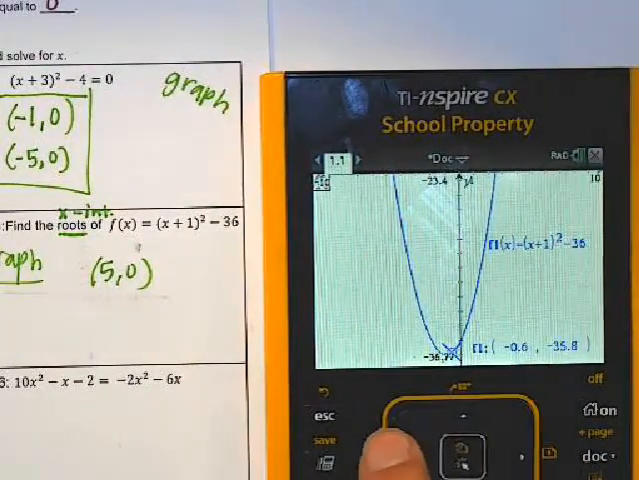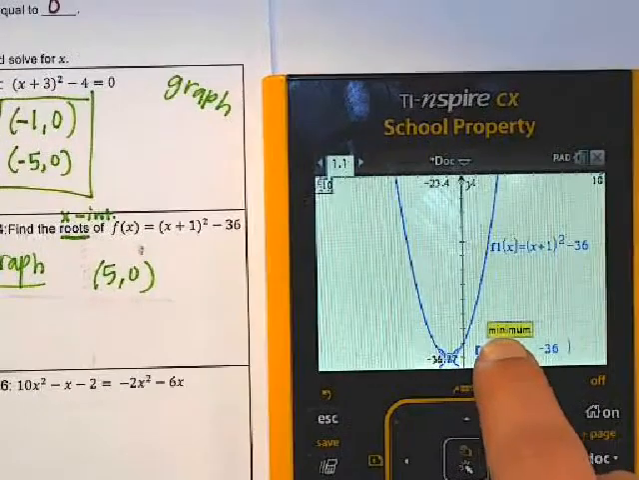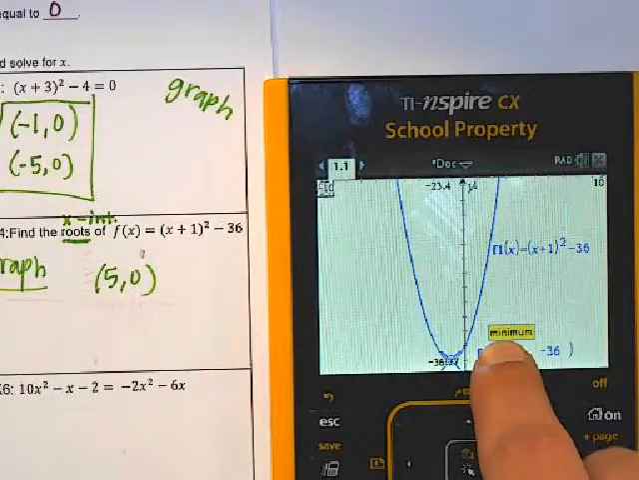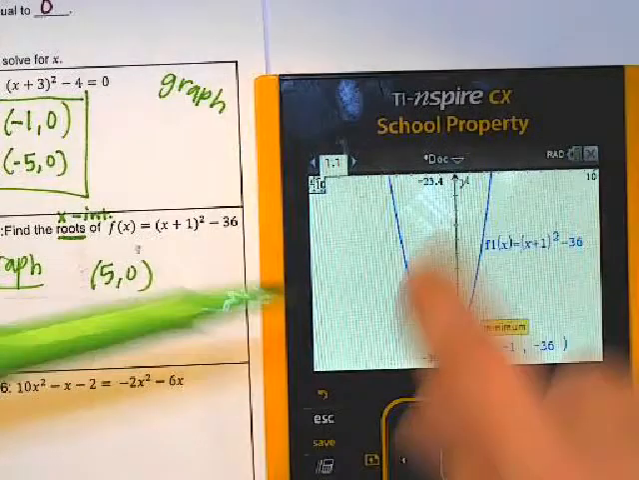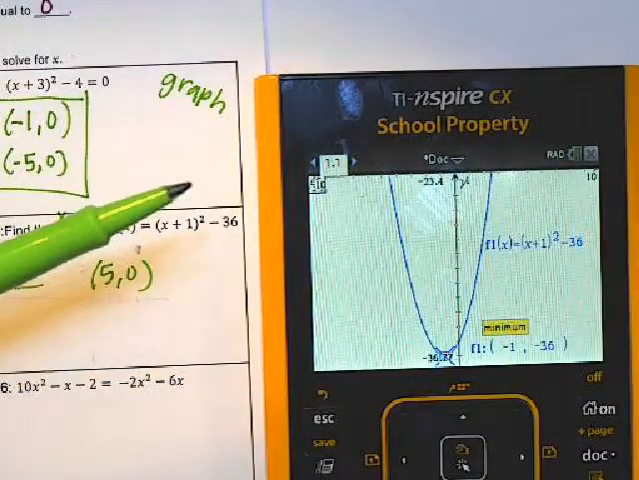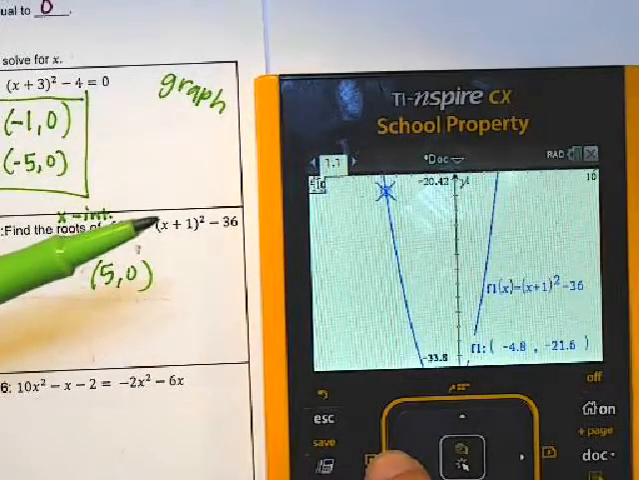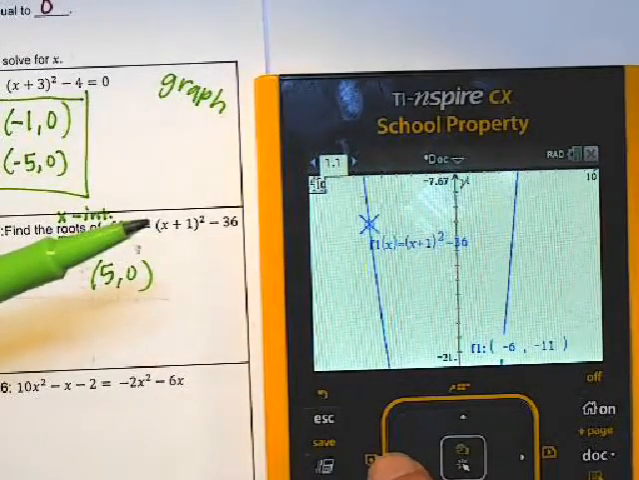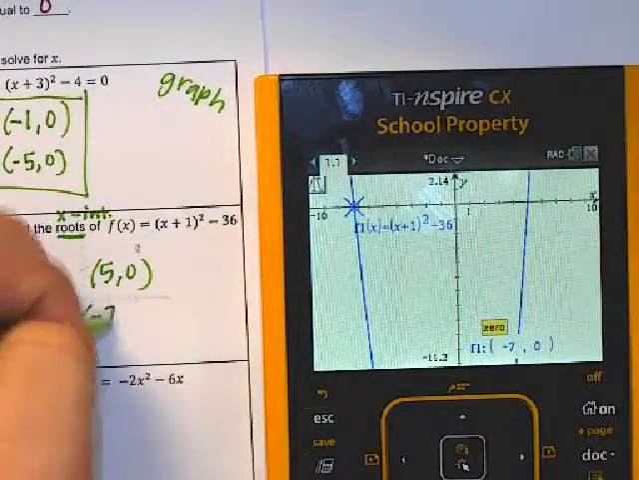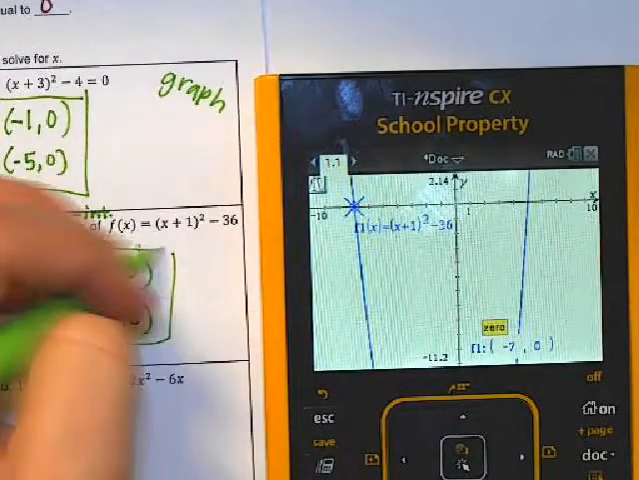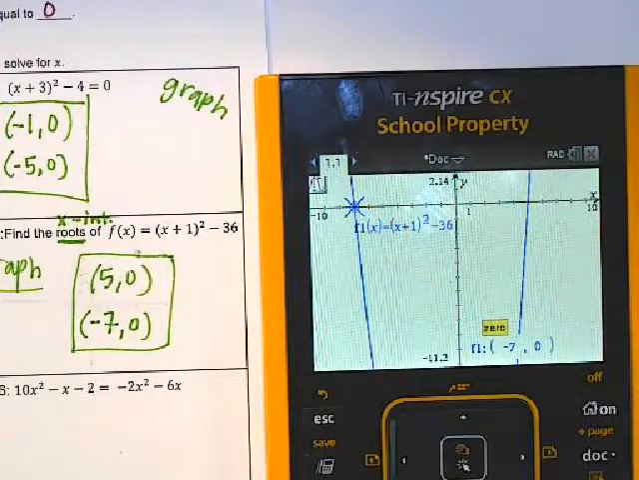If I go a little bit further, what does minimum mean? My vertex, right? What if the U went the other way? It would show maximum, which is your vertex, okay? Okay, keep going because I want the roots, or the zeros. And my other 0 is -7, 0. Questions? Are we good? Yeah.